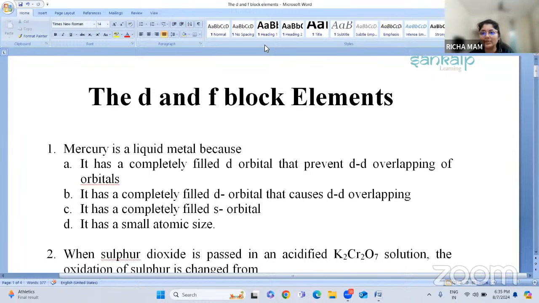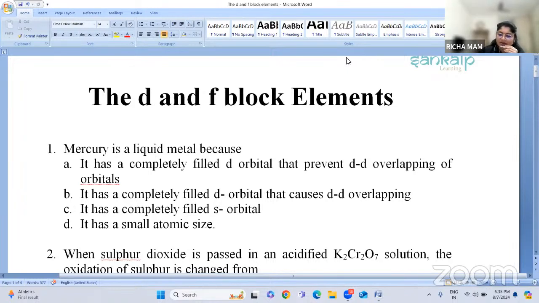So what are D block elements? The last electron of these elements enters into the D subshell, so they are called D block elements. And these are called transition elements. Then what are F block elements? They are called inner transition elements, right? And which category of elements falls into F block elements?